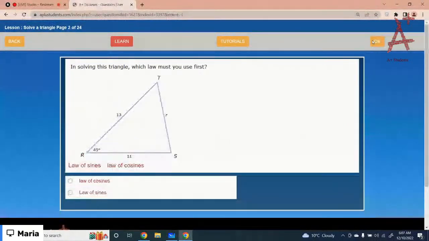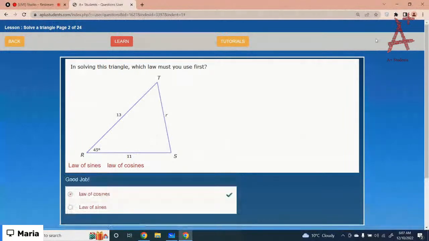Okay. In solving the triangle, which law must you use first? You are given two of the sides and an angle in between them. Got it? So whenever you are given two of the sides and an angle in between them, you must use the law of cosines. Got it? Whenever you are given two of the sides and one of the angles, you have to use the law of cosines. Got it?